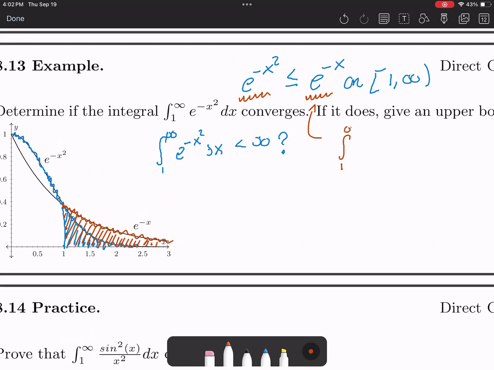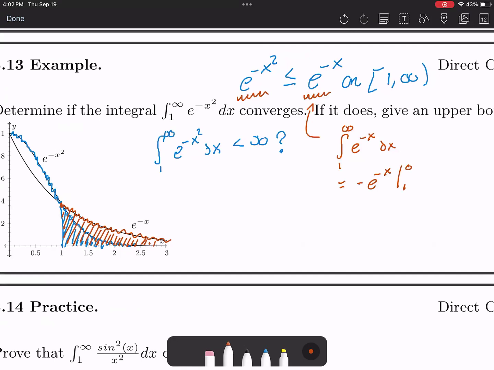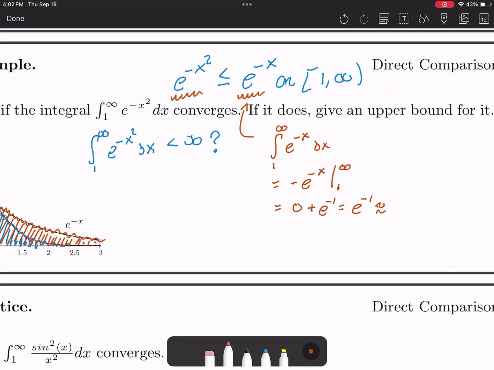So from 1 to infinity, e to the minus x dx. If we perform the integral, we have minus e to the minus x between 1 and infinity. So e to the minus infinity approaches the value of 0. And we have minus a minus e to the minus 1. So this becomes e to the minus 1, or about 0.368.